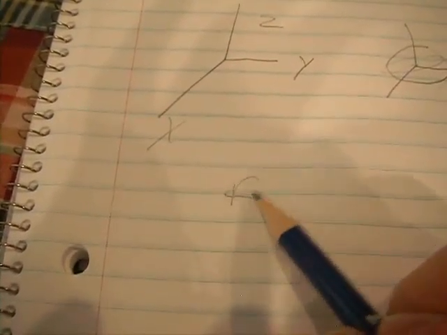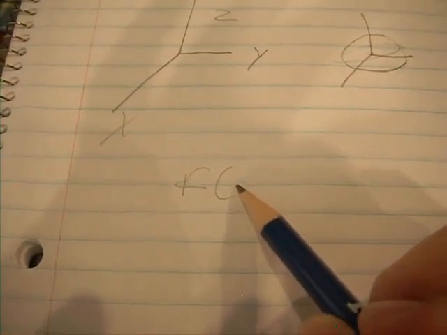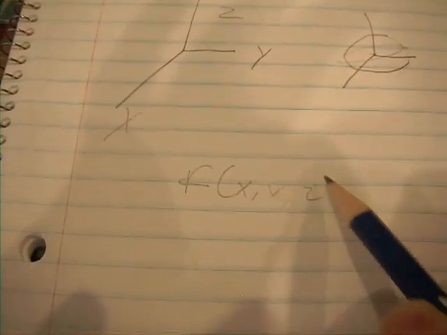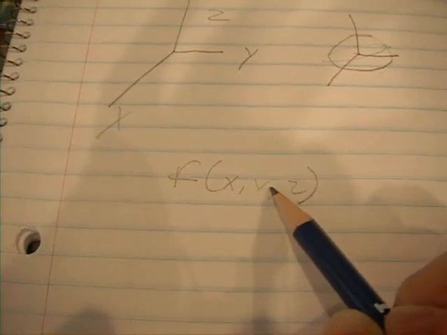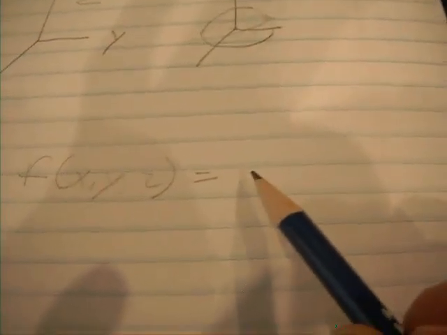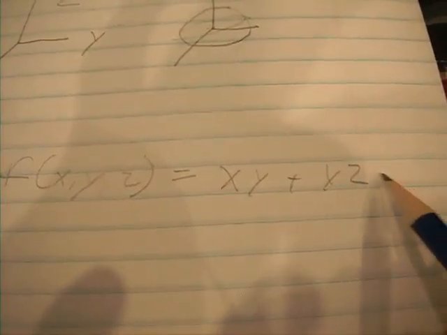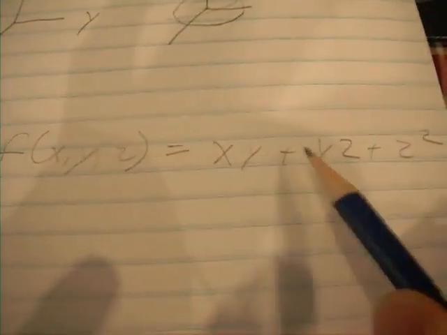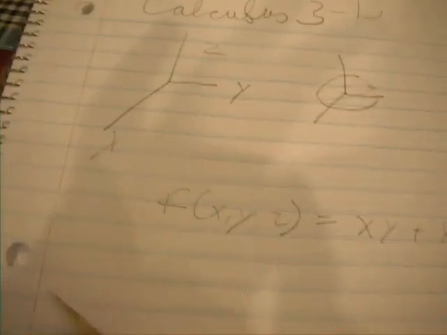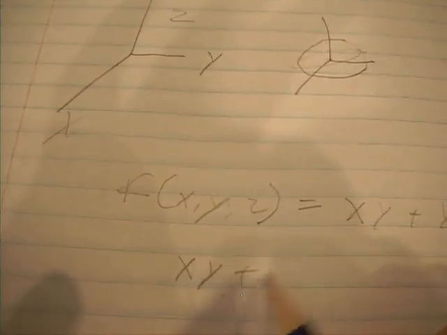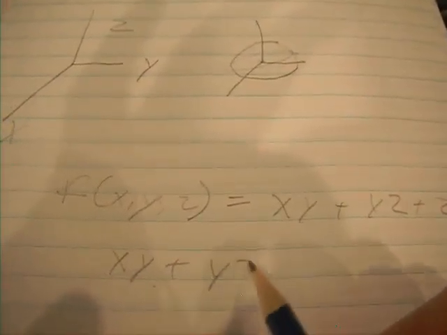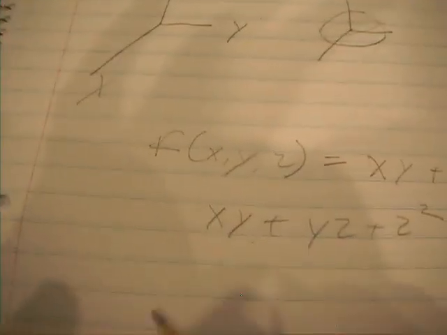Another thing you're going to be doing, instead of just f of x and y, you're going to have f of x, y, and z. So you've got three variables in this function now, which is a pain in the butt. You'll have something like xy plus yz plus z squared, some crazy stuff like that. And then you take the derivative of it. You've got to take it three times.